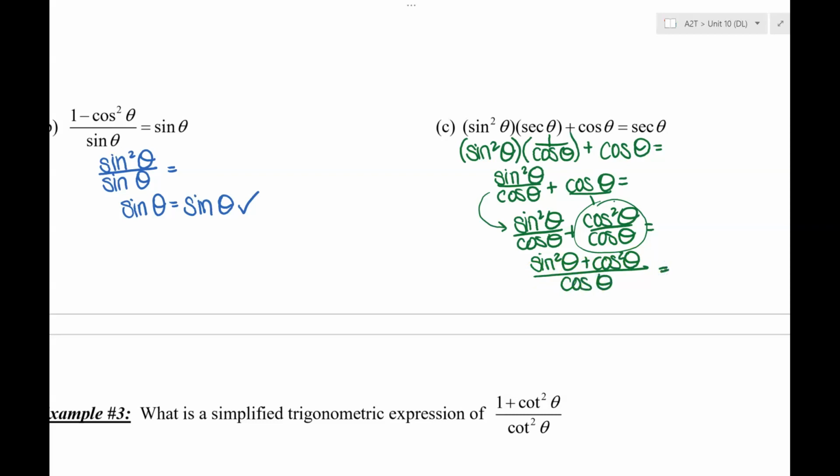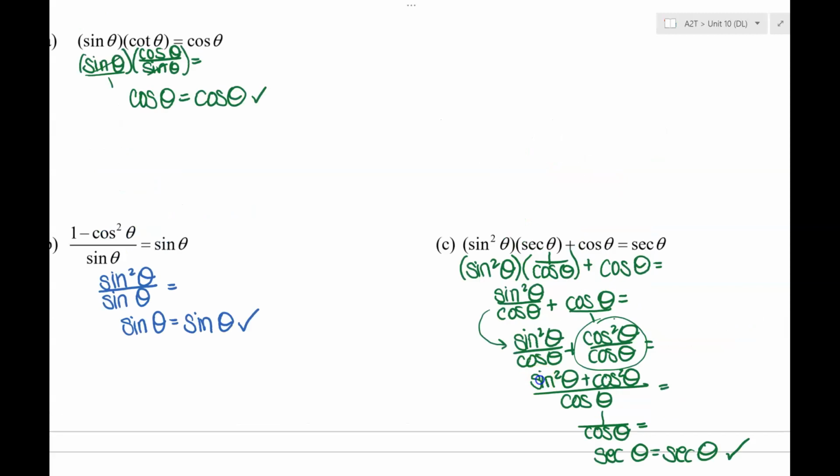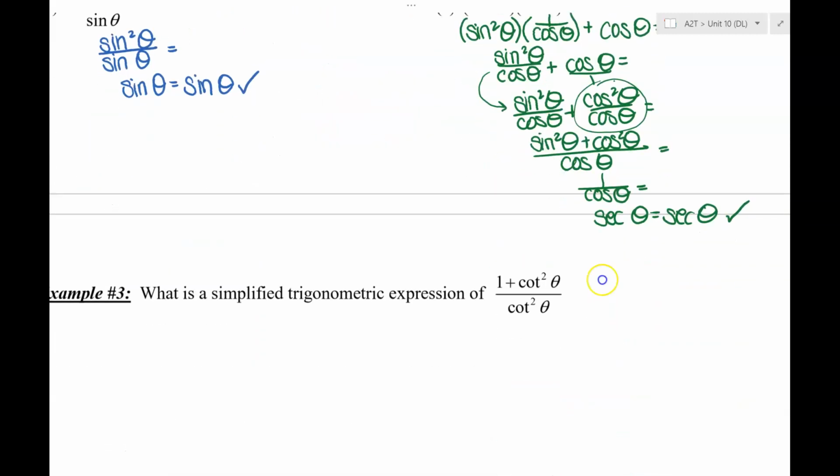That is a Pythagorean identity. So sine squared theta plus cosine squared theta is 1 over cosine theta. I am not done. Please do not leave it like this. You must rewrite it as secant of theta because that's where you're trying to go. And then we're done. Nice. Okay, so different ways to show, different ways to verify.